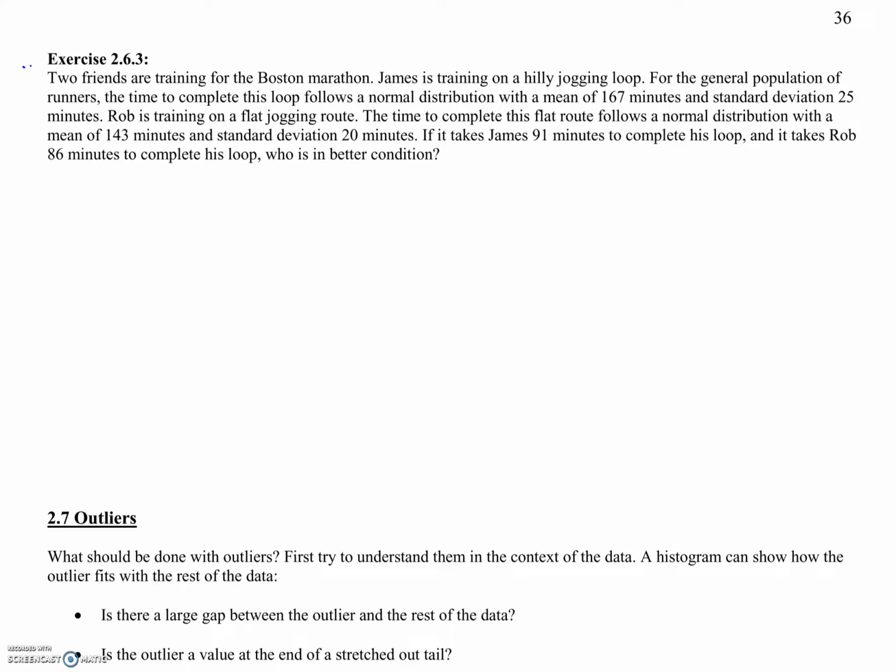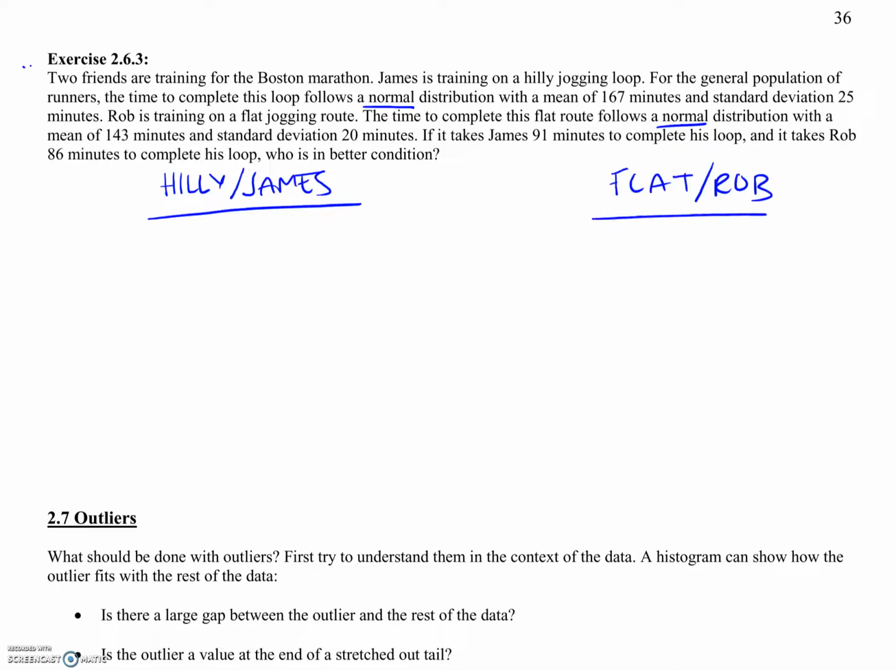Okay, so we got 2 guys training for the Boston Marathon. Their times follow normal distributions for both these loops. We have a hilly loop with our friend James, and we have a flat route, which Rob is training on. And we are told all that good information that we need in order to calculate a z-score. For James, the general population has a mean of 167, a standard deviation of 25. For Rob on the flat route, the mean was 143, the standard deviation was 20, right?